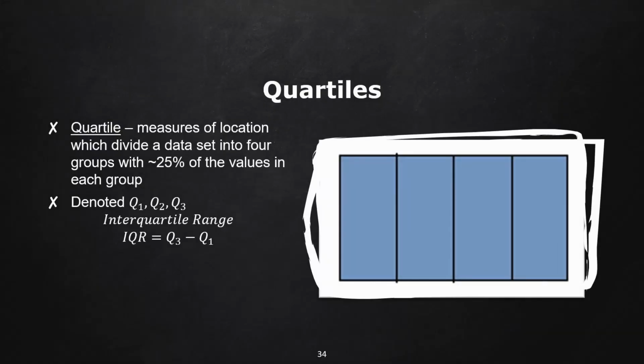Moving right along, quartiles. They're similar to percentiles, except now they're cutting the groups such that they have about 25% of data values within each group. The symbols we use to denote them are Q1, Q2, and Q3. And one of the most common things we can find with quartiles is the interquartile range, or IQR. It's just Q3 minus Q1. I will show you how to find quartiles at the end. I'm saving all this good stuff for later.